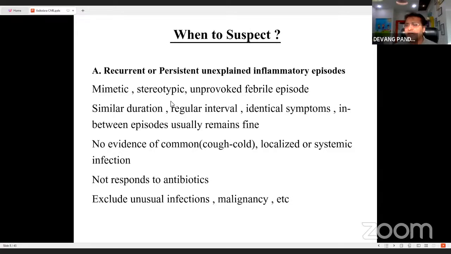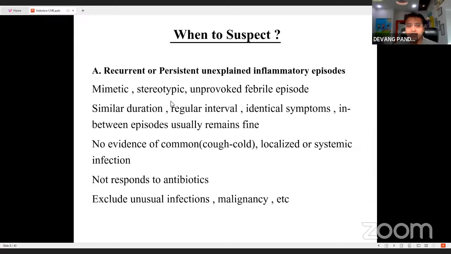So the child looks perfectly normal in between the episodes. But before labeling this clinically, we have to rule out common infections. Like recurrent fever with cough and cold, we know it's a recurrent respiratory tract infection, which is normal for some age groups. So we have to exclude this, or some localized infection, or obviously any systemic infection, some unusual infection which is causing recurrent fever.